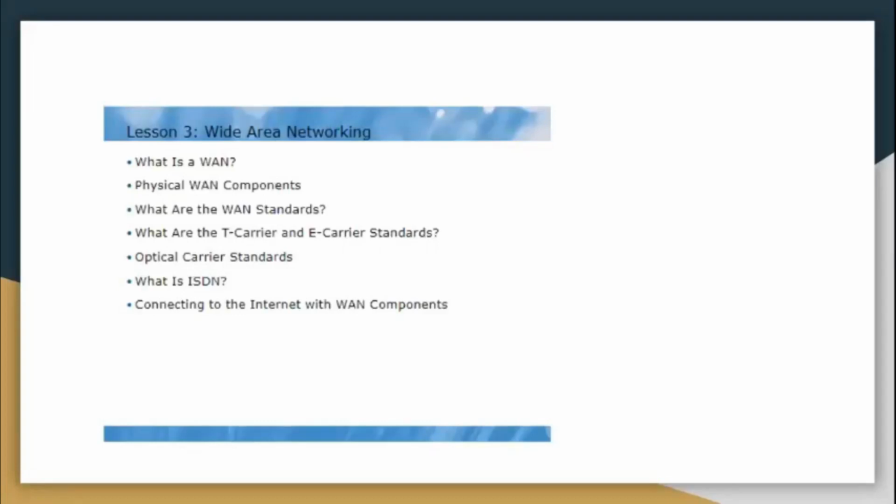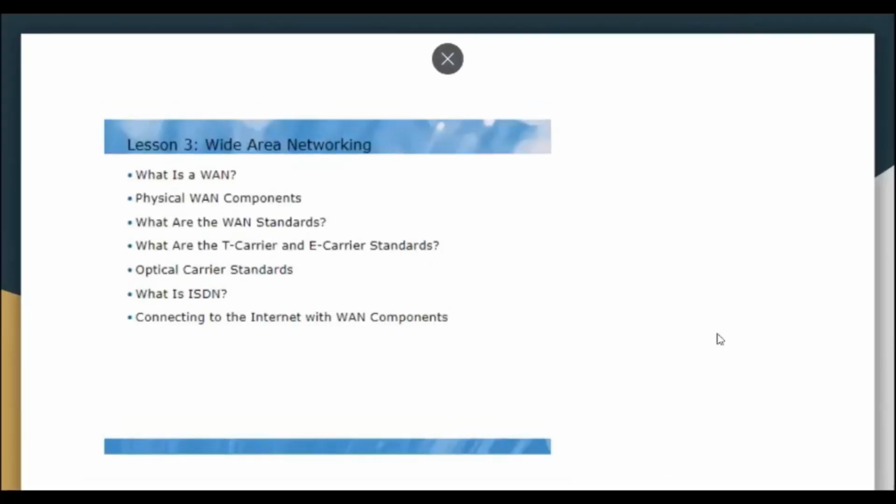So what is a WAN? The physical WAN components. What are the WAN standards? What are the T carrier and E carrier standards? The optical carrier standards. What is ISDN? And connecting to the internet with WAN components.